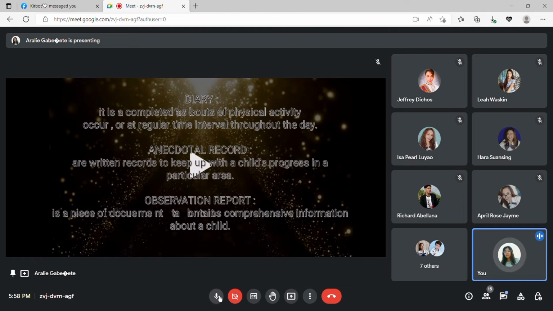So the second option, we have the anecdotal record. They are written records to keep up with a child's progress in a particular area. Anecdotal records systematically keep notes of specific observations of individual students' behaviors, skills, and attitudes in the classroom, and it relates to the outcomes in the program of studies. And the last, we have the observation report. It is a piece of document that contains comprehensive information about the child. It also provides instructors with a summary of teaching practices observed by a teaching consultant during multiple class sessions, and feedback to be used to improve teaching and learning.